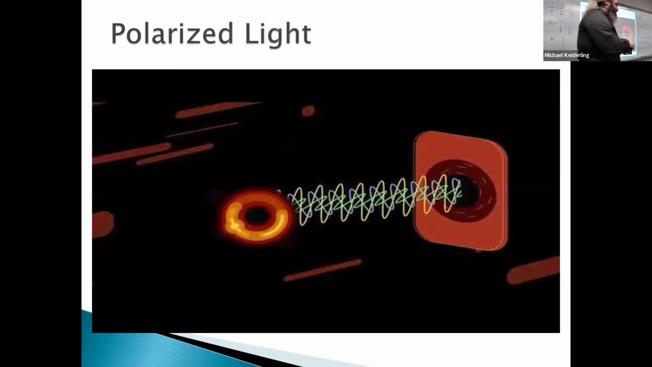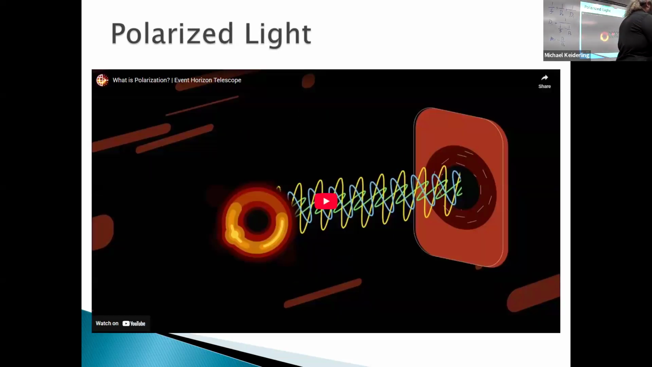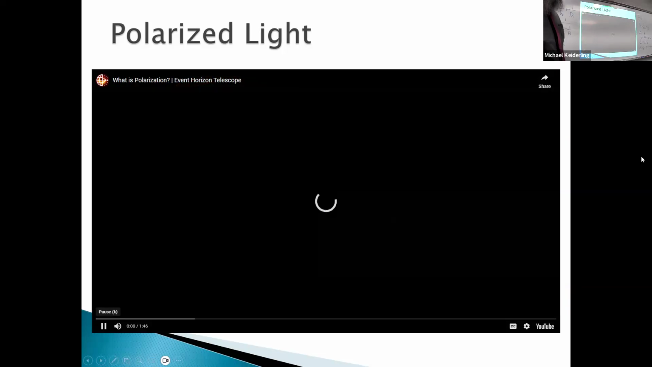So here's a short video about polarized light and how the study of the polarized light from around a black hole is actually quite interesting, because it tells us things about the magnetic fields around that black hole.